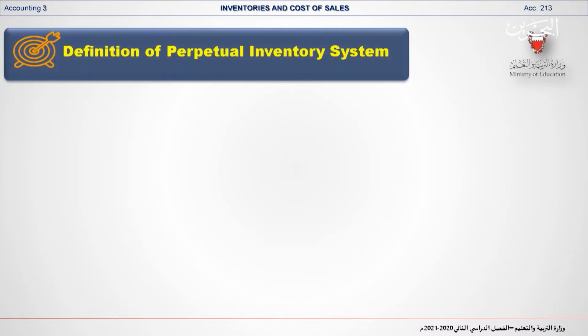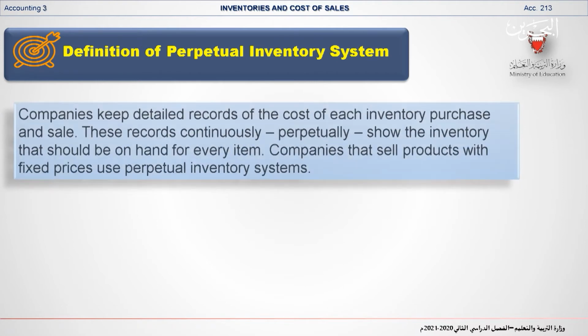Definition of Perpetual Inventory System. Dear student, as you know, we have two inventory accounting systems that can be used. Can you remember what they are? Yes, periodic system and perpetual system. During the past lessons, I explained the periodic system. In this lesson, I will explain the perpetual system.